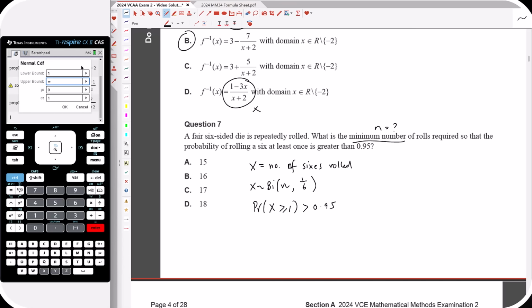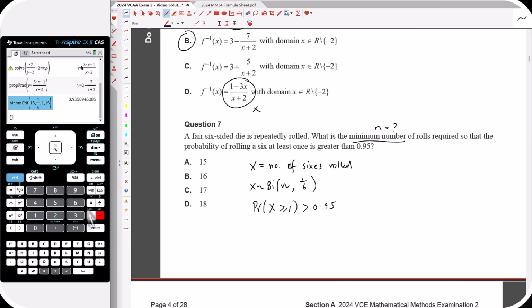Oh, sorry, I didn't mean norm CDF. And then, sorry, let's go again. Menu 55, binom CDF. So B, number of trials, let's try 15, which is option A in the multiple choice. Probability of success is 1/6. We want probability x is greater than or equal to 1. So lower bound would be 1 and upper bound would be 15 if we're doing 15 trials. Okay, so that's not greater than 0.95.